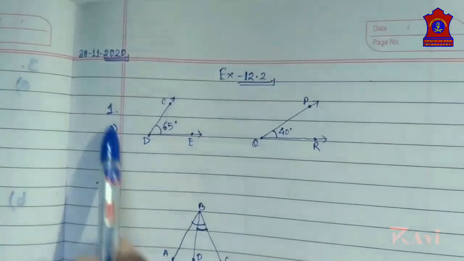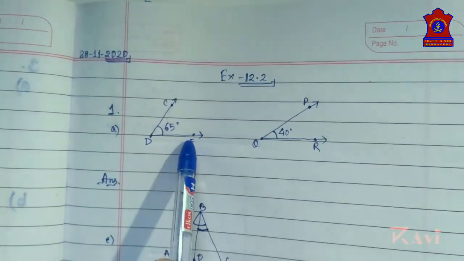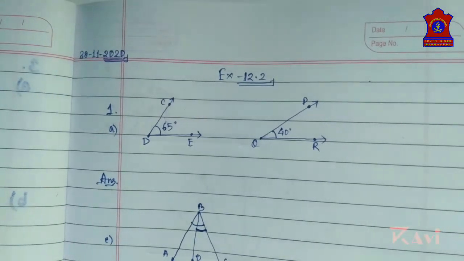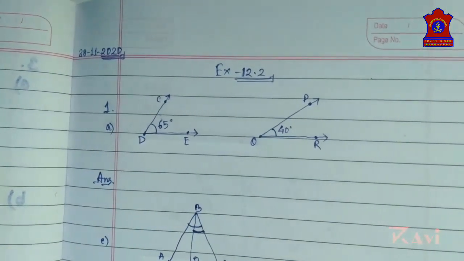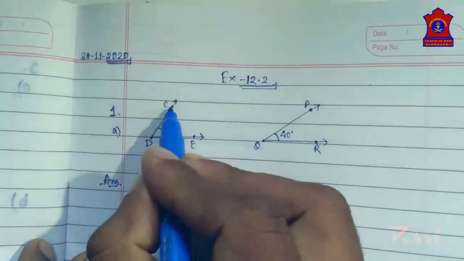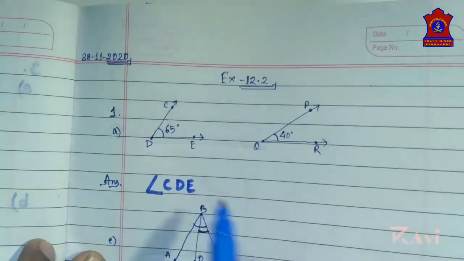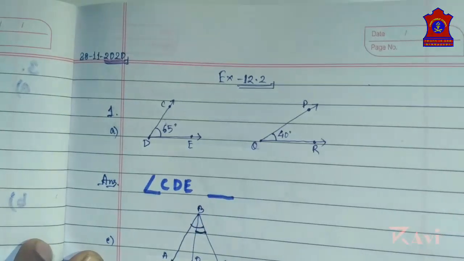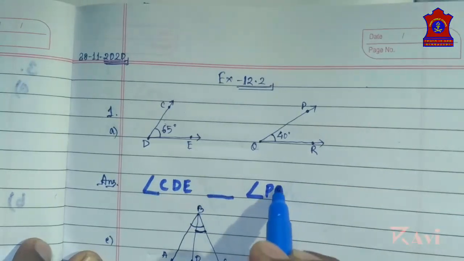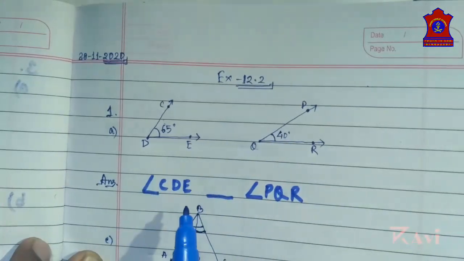See here, this is question number 1a. Angle CDE and angle PQR is given, and we have to compare. So let's write first angle CDE. Okay, this is the sign of angle CDE. Okay, now leave this space. Now write angle PQR. Now just look at both the angles, which is smaller.